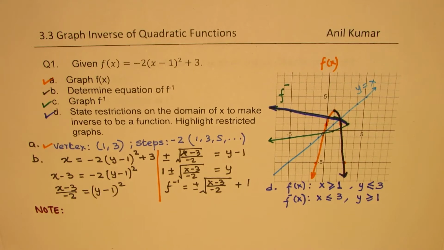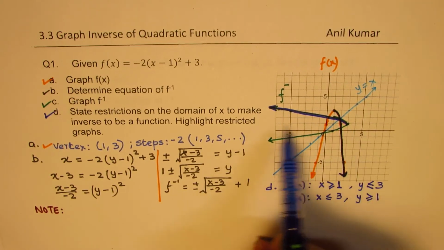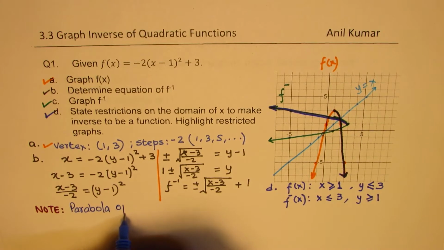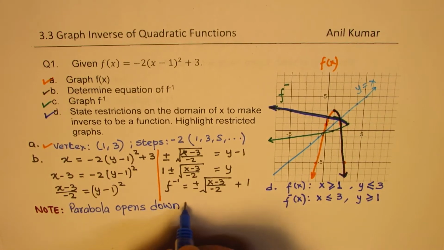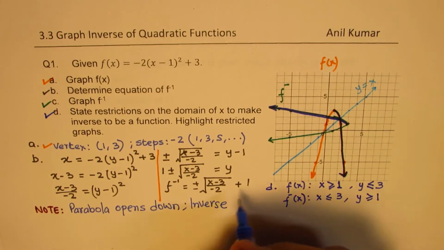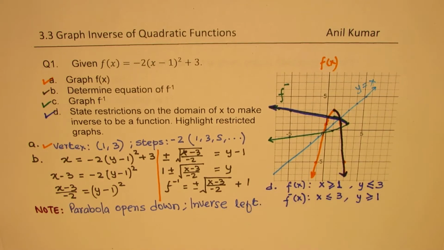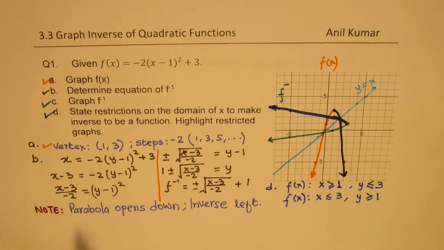So the note here is that if the parabola opens down, the inverse opens left. Is that clear? That is the first point. You see, the parabola opens down, the inverse opens to the left side.